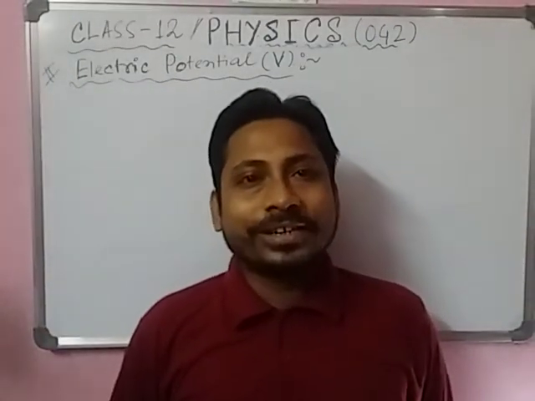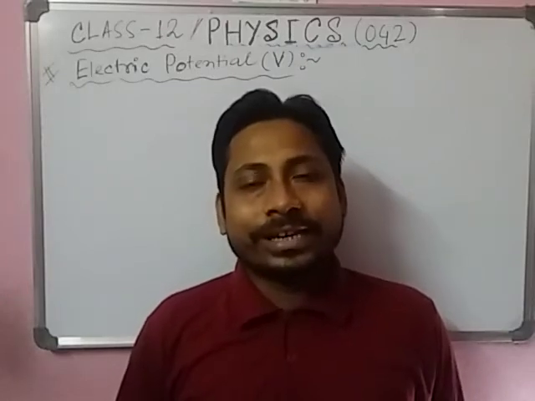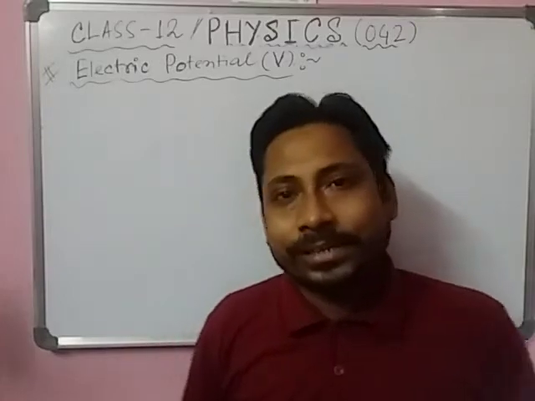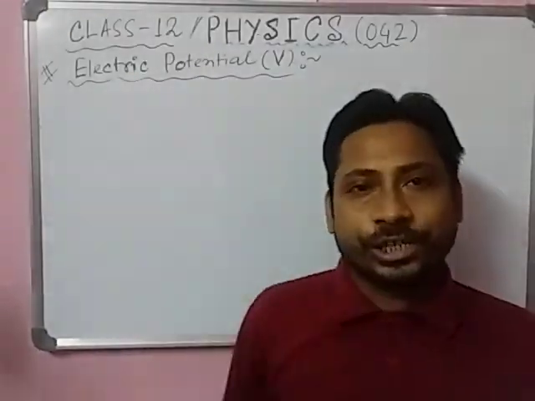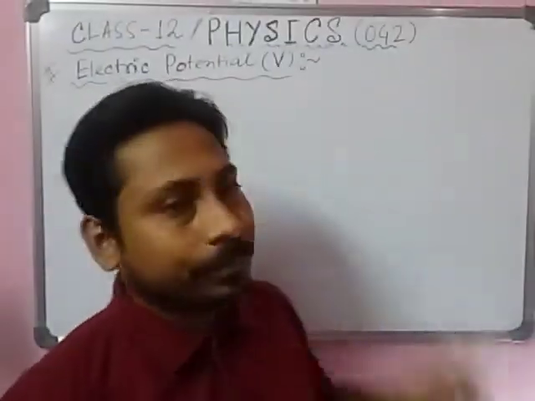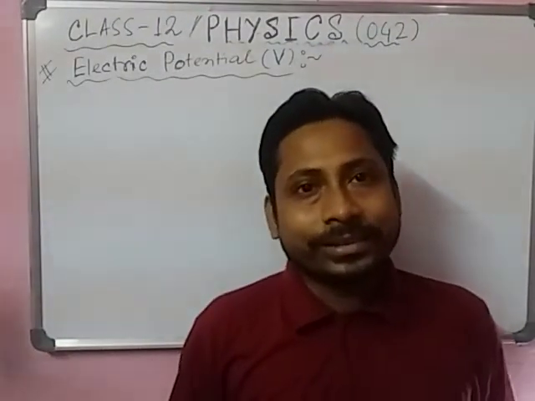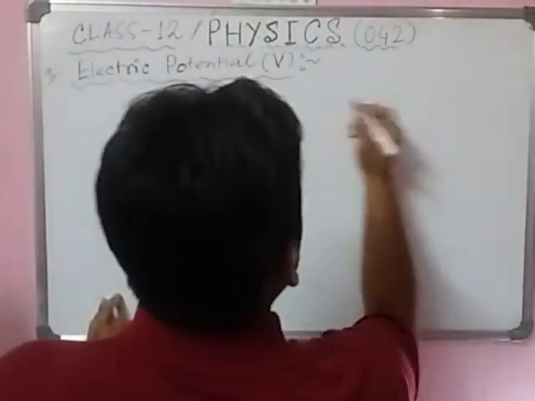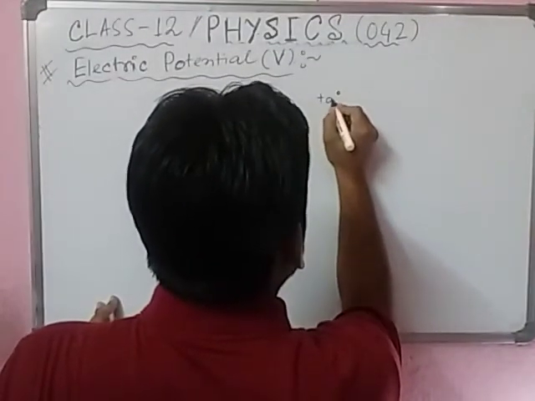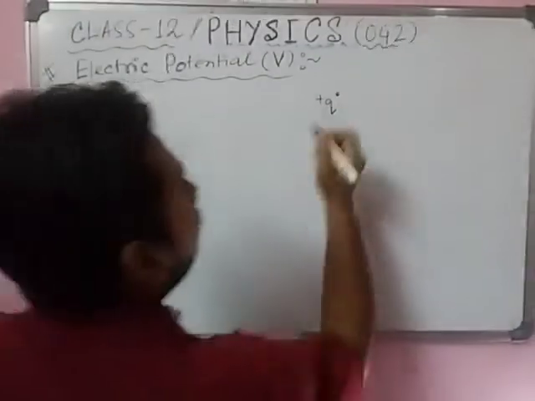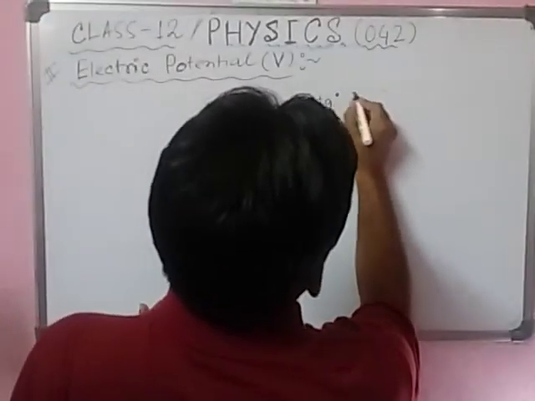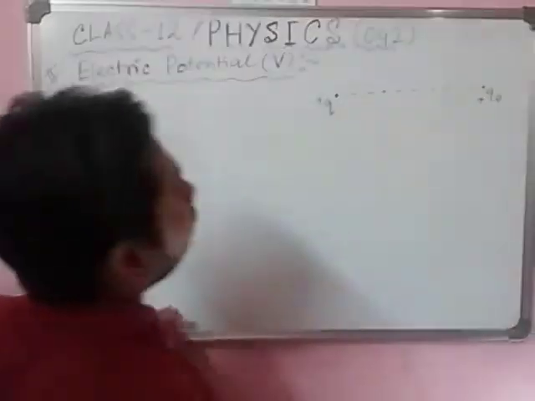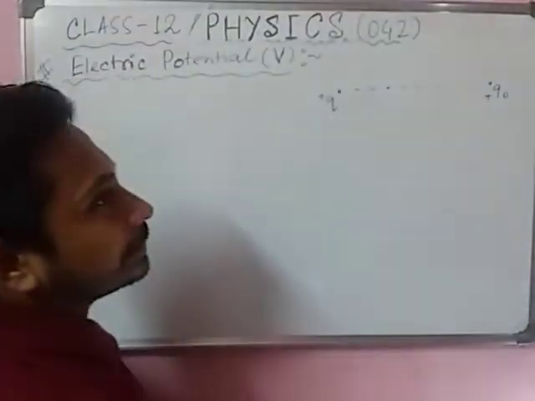Hello students, today we discuss another chapter of electrostatics, and the chapter is electric potential, denoted by V. So let's discuss electric potential. Students, suppose there is a charge plus Q, and a test charge Q naught comes in the territory of plus Q.